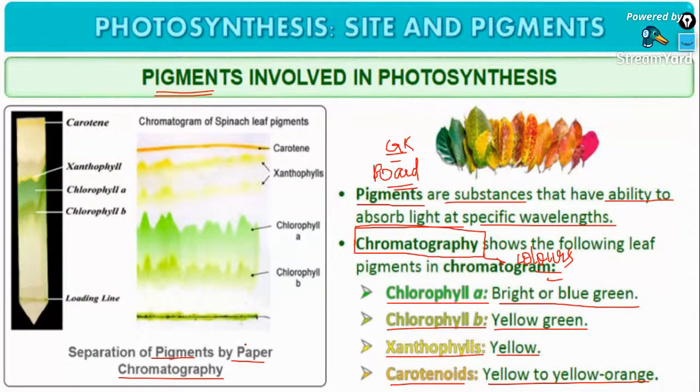So according to the absorption capacity, what happens? The chlorophyll A, the yellow-green colored pigment, gets attached like this. Then the chlorophyll A would be made up like this. Xanthophyll would be like this, and you will have the carotenoid pigment like this. So it will just arrange it like that. That is how you separate the different pigments present in the leaf.